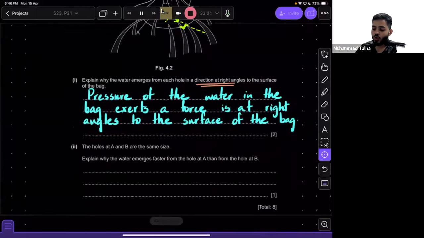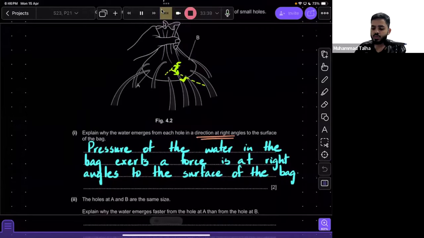All right. Holes at A and B are the same size. Explain why the water emerges faster from the hole at A than from the hole at B. Now, this is pretty straightforward. This is also something which has been asked a lot in older papers.